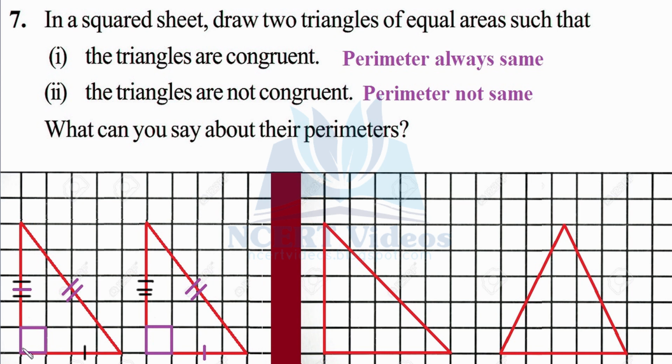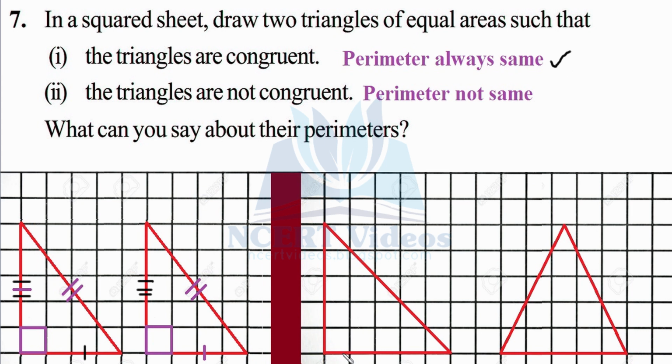Now if you count the perimeter, that is the boundary of this triangle, so 5, 5, and if you count this also by square rooting using your Pythagoras property, you will find that both have same perimeter. And we can come to the conclusion that whenever 2 triangles are congruent to each other, their perimeter will always be same if their areas are same as well. And the second part was we have to construct 2 triangles which are not congruent but they have same area.